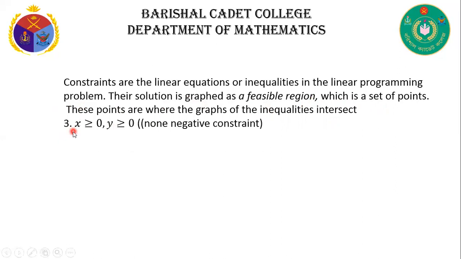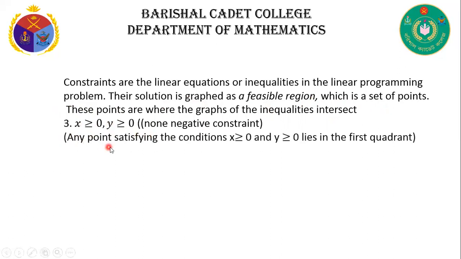And number three, x greater than or equal to 0 and y greater than or equal to 0, the non-negative constraint. Always x greater than or equal to 0 and y greater than or equal to 0. Any point satisfying the condition x greater than or equal to 0 and y greater than or equal to 0 lies in the first quadrant.